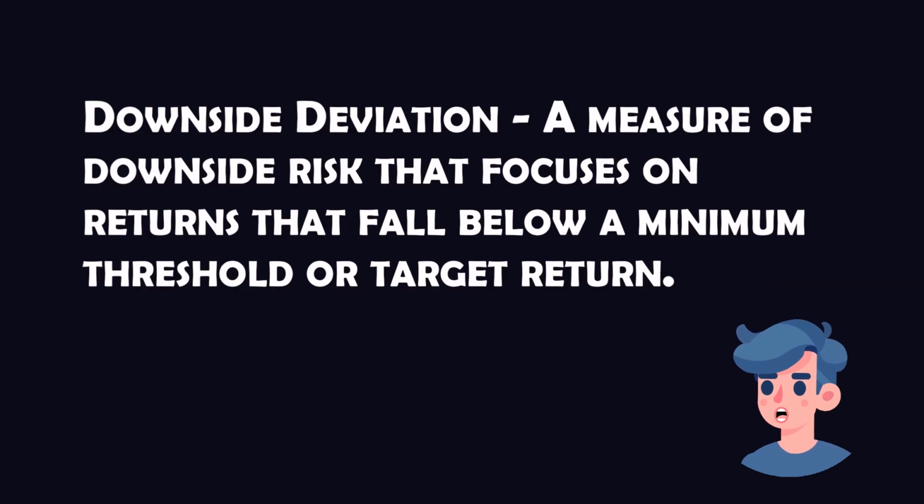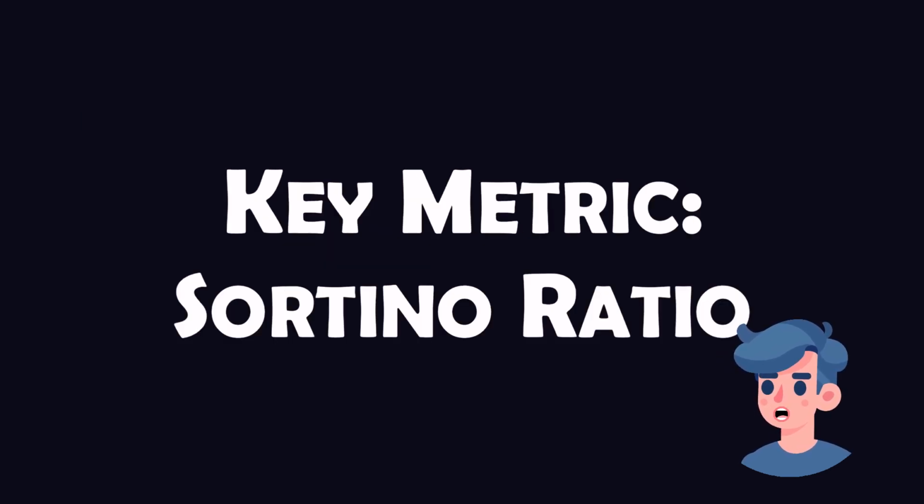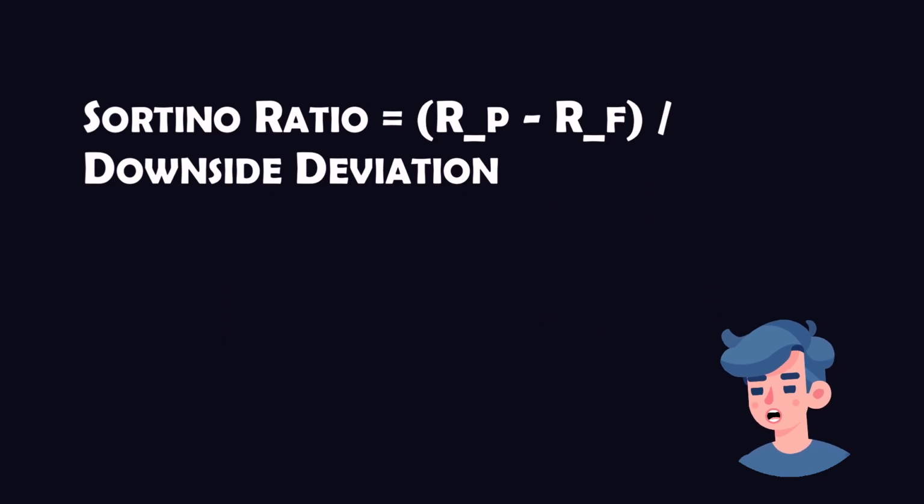Now, let's dive into postmodern portfolio theory. PMPT builds on MPT but focuses more on the downside risk. Instead of looking at standard deviation as a measure of risk, PMPT uses a concept called downside deviation, or semi-deviation. The return measurement in PMPT can be better exemplified by focusing on the Sortino ratio as opposed to the Sharpe ratio used in MPT. The Sortino ratio measures excess return per unit of downside risk.